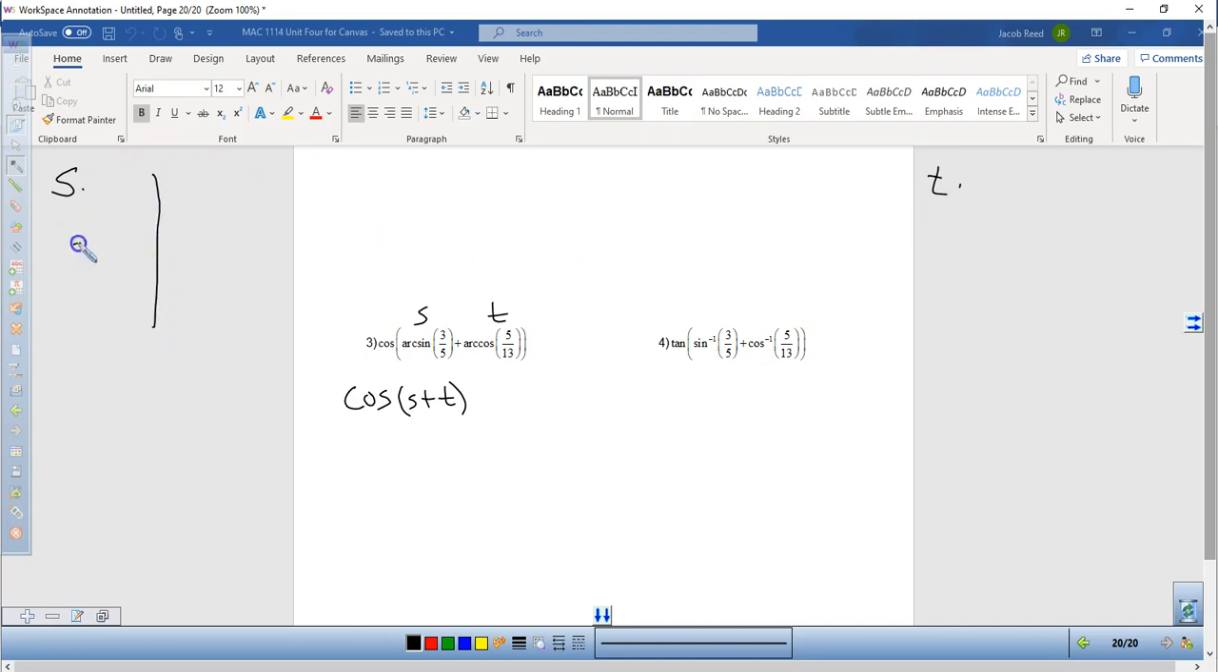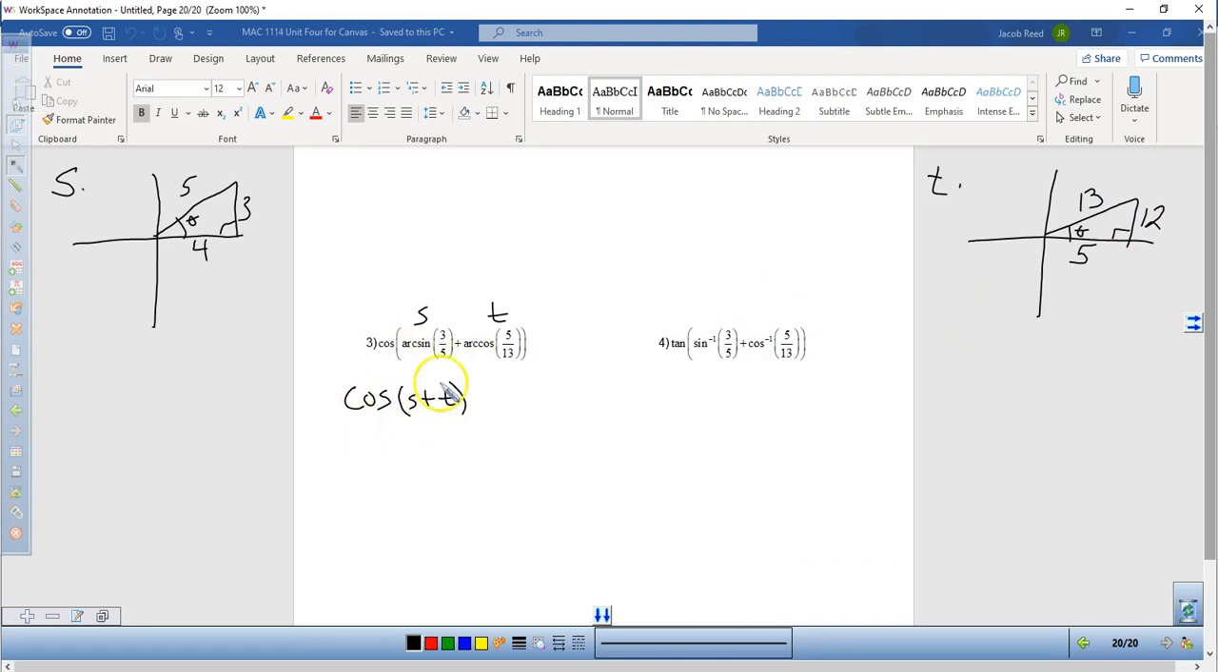So for the s graph, I've got arc sine 3/5. Sine is 3 and then 5, which tells me this is a 3, 4, 5 triangle, Pythagorean triple. T over here, it says arc cosine, so we're talking about cosine 5, 13. So 5 and then 13. Well, that means this side has to be 12. 5, 12, 13 is also a Pythagorean triple, or you could solve a Pythagorean theorem if you need to.